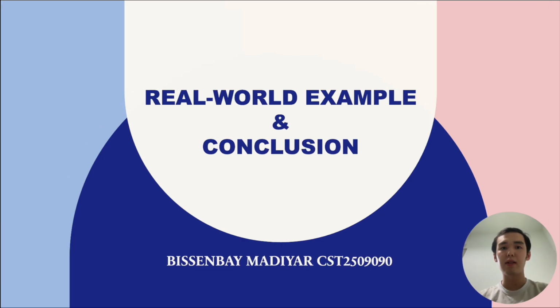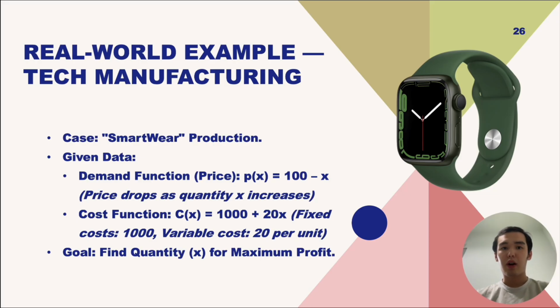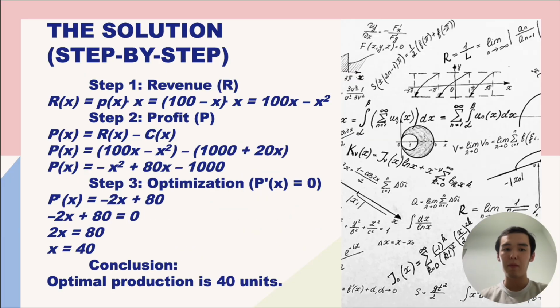Now that we understand the theory behind the second derivative test, next up is a real-world example and overall wrap-up. Let's solve a real business problem. Imagine we are managing a tech company making smartwatches. We have our cost function, which Hisham explained involves fixed and variable costs. We also have our demand function. Our goal is simple: calculate the exact production number to maximize profit.